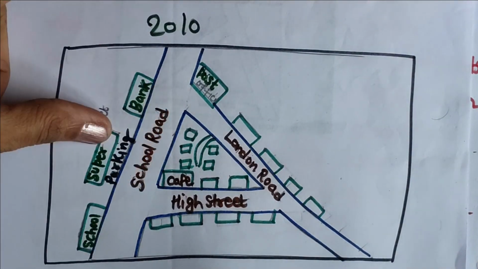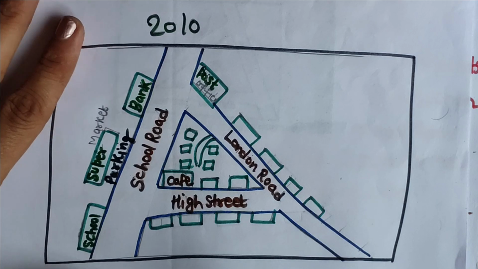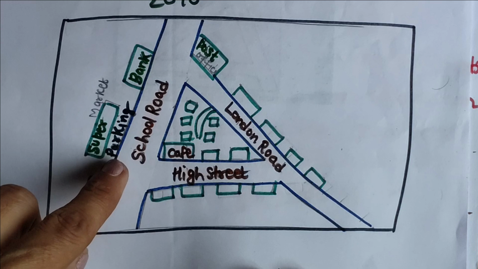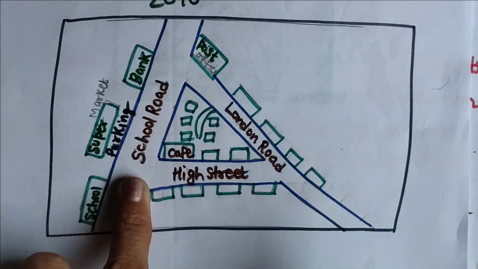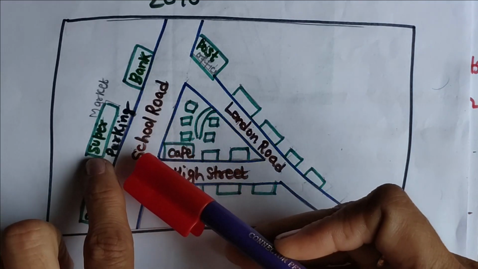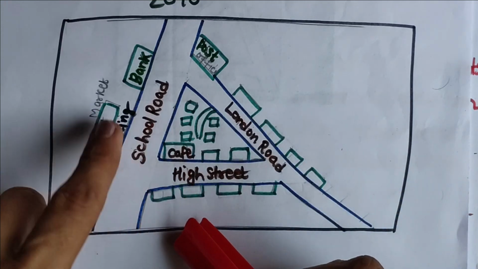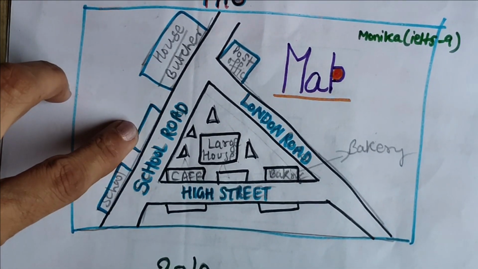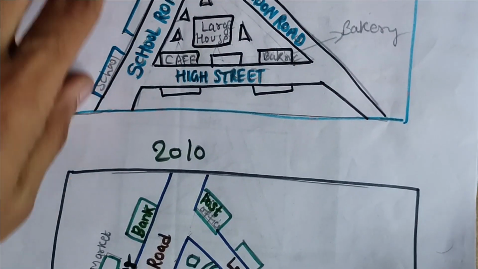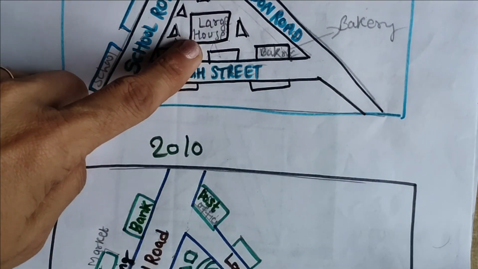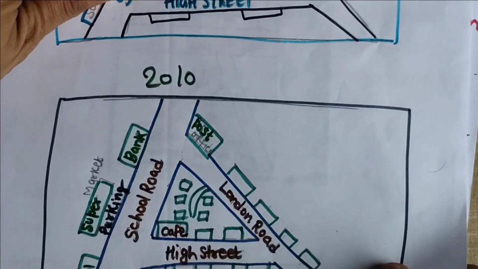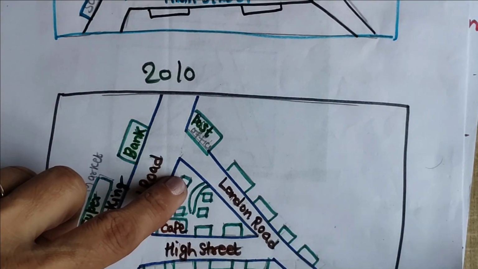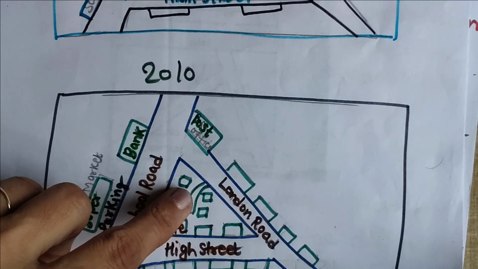For 2010, both the maps we will discuss in past tense only. Here you can see some changes. First let's see School Road. On School Road, they have developed a supermarket along with a parking lot. A bank is also there. Earlier there was a butcher's house and one big house. Let's look at the central part. Here a large house was there, but now they have developed small residential house units, along with the introduction of a new small road.